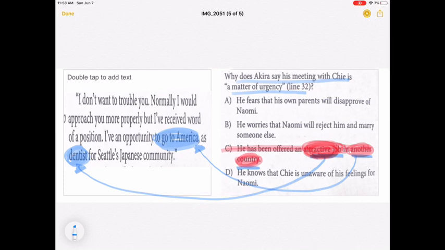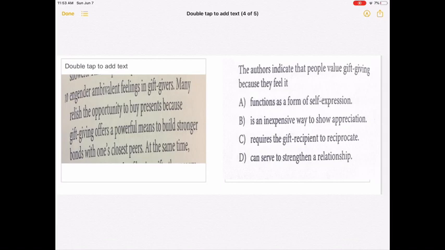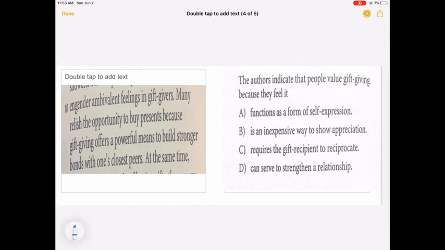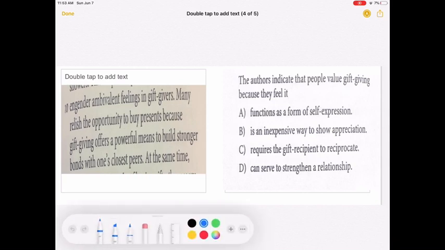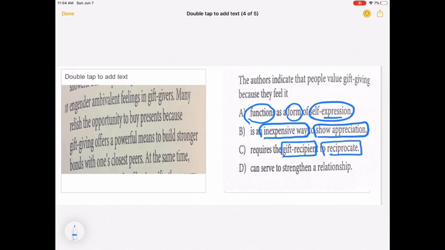Let's take several other examples. The authors indicate that people value gift giving because they feel it. Now, there's a trick. If you think that the answer is incredibly long, there's a trick that you can use, which is simply to split the answer or to highlight the keywords in the answer. So, for example, functions as a form of self-expression. That means it helps you in self-expression. Is an inexpensive way to show appreciation. Requires the gift recipient to reciprocate or to give back. Or can serve to strengthen a relationship.